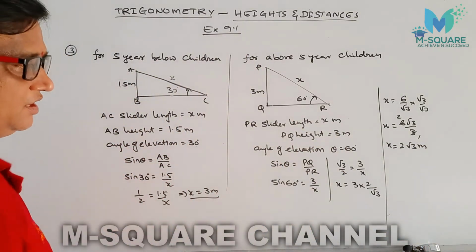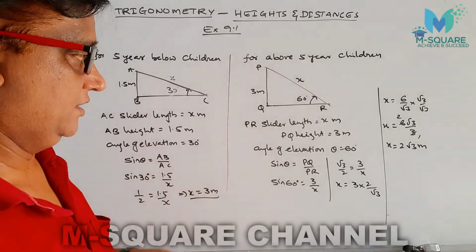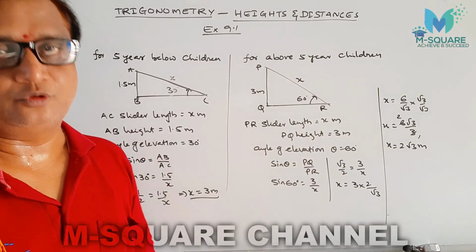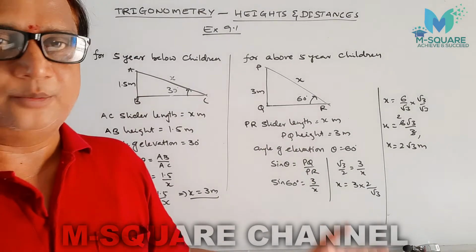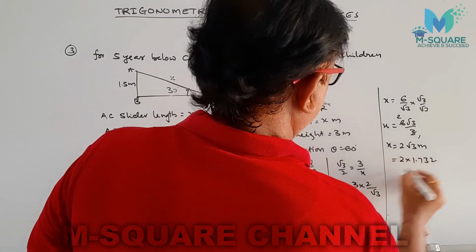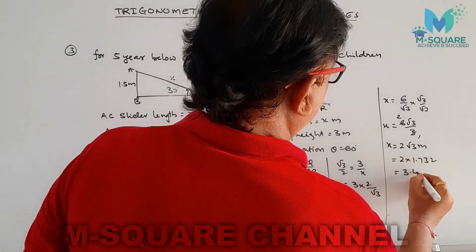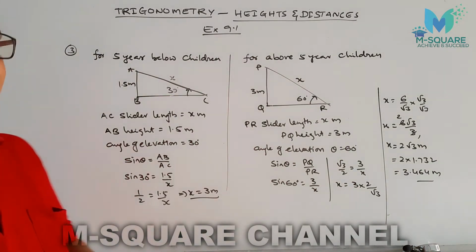Some people change it into 1.732 to get the remaining answer. Otherwise leave it as 2 root 3 meters. 2 root 3 meters means 3.4 something. That means 2 into 1.732, 3.464 meters. This is question number 3.